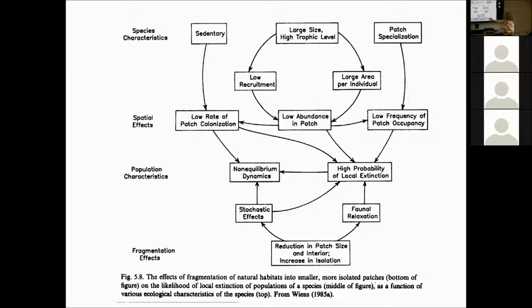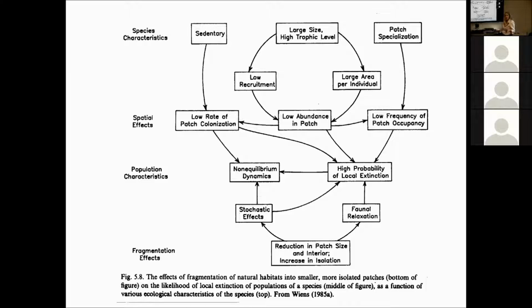And I'm not going to go through this. This is a diagram of a conceptual framework from John Wiens back in the mid-1980s, which was a really nice summary of the kinds of biological consequences that might happen across a variety of different scales, from looking at intrinsic characteristics of species themselves to the spatial effects like the isolation effects and size effects, to what's going on with the populations in the sense of, are the populations at some sort of equilibrium or not?